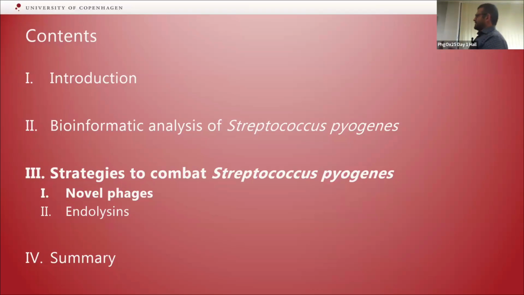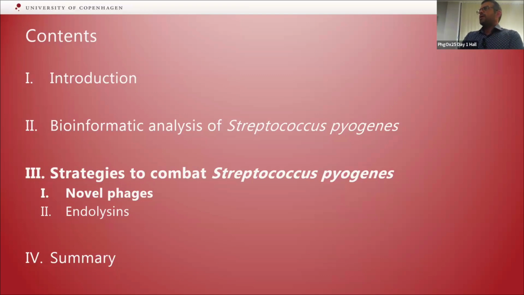So having a better idea of the structure of the databases and the bacteria and phages, we wanted to see what we can do in order to combat Streptococcus pyogenes. We had a hint, and we already knew that it is quite difficult to isolate lytic phages against this species, and some others too, but this is one of them. But we did our best.